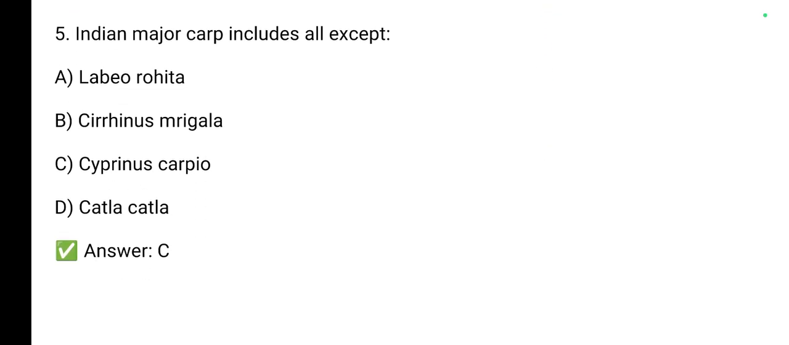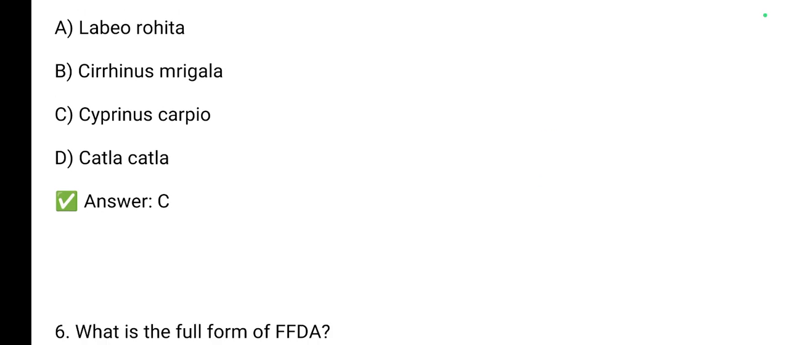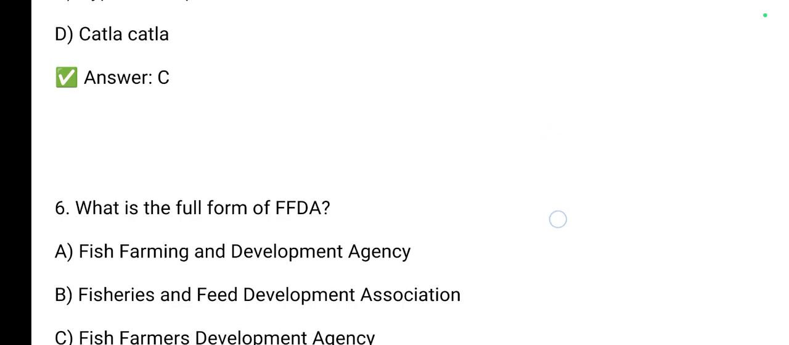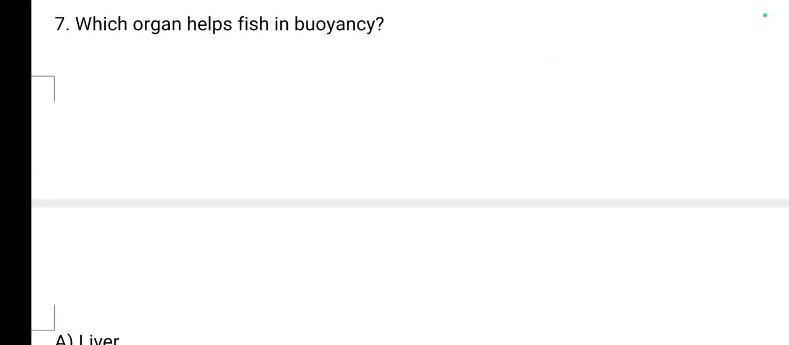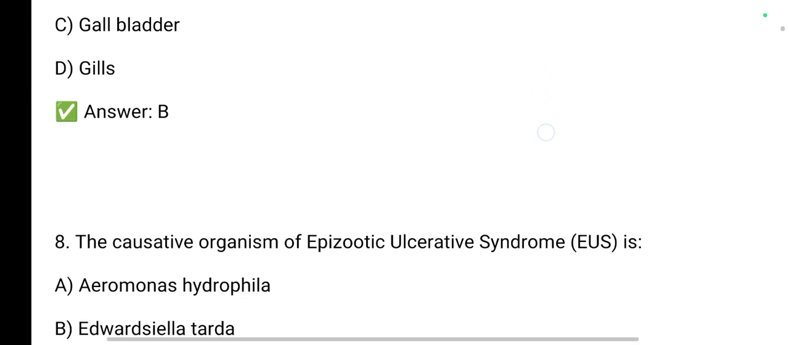Indian major carp includes all except Cyprinus carpio, that is common carp, that is exotic major carp. What is the full form of FFDA? So it is Fish Farmers Development Agency. Which organ helps fish in buoyancy? So the answer will be swim bladder.